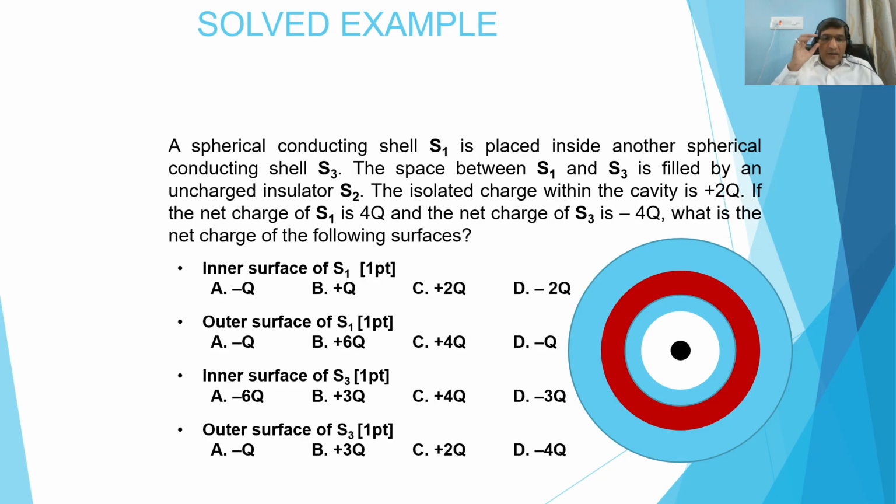I think you understand. Now the second point, the outer surface of S1: the answer is plus 6q. So do it yourself. The inner surface of S3: the answer is minus 6q. Do it yourself. And the outer surface of S3 is plus 2q. Do it yourself. I have already discussed lots of questions just like this one. So do it yourself and take help of some basic book of electrodynamics so that you do it in a very simple way.